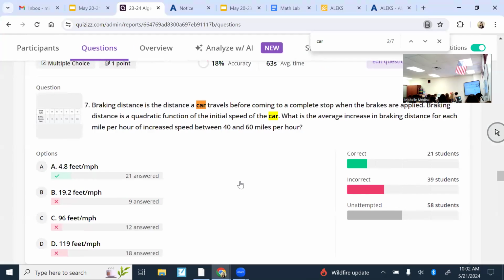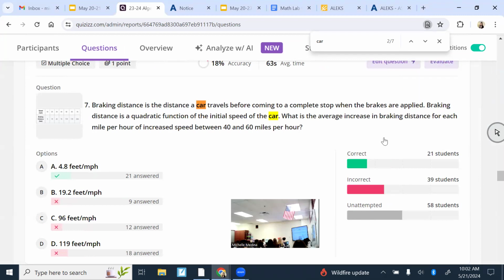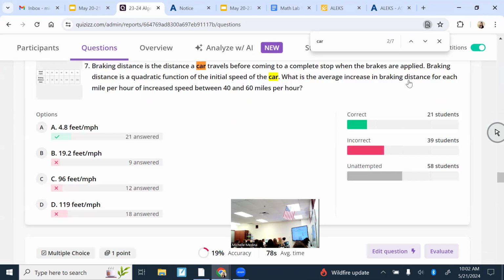So the braking distance is the distance a car travels before coming to a complete stop when the brakes are applied. Braking distance is a quadratic function of the initial speed of the car. What's the average increase in braking distance for each mile per hour of increased speed between 40 and 60 miles per hour? So this is basically asking your average rate of change. What's the average increase for the intervals 40 to 60?